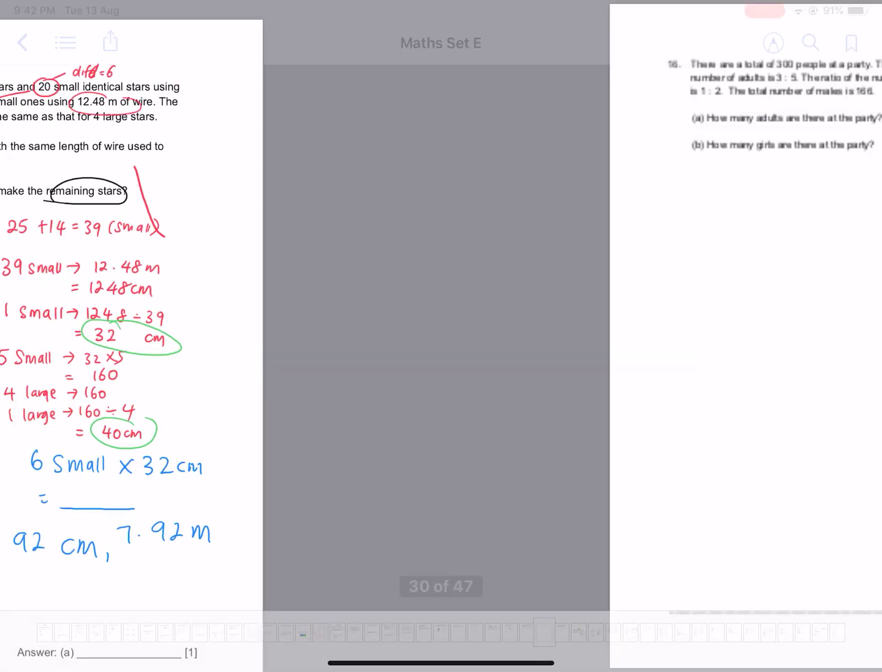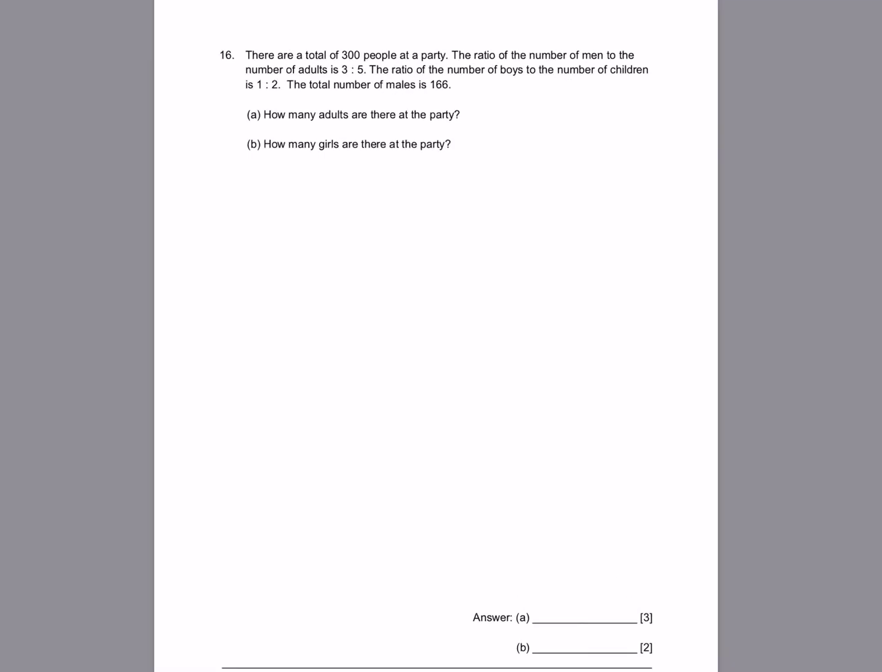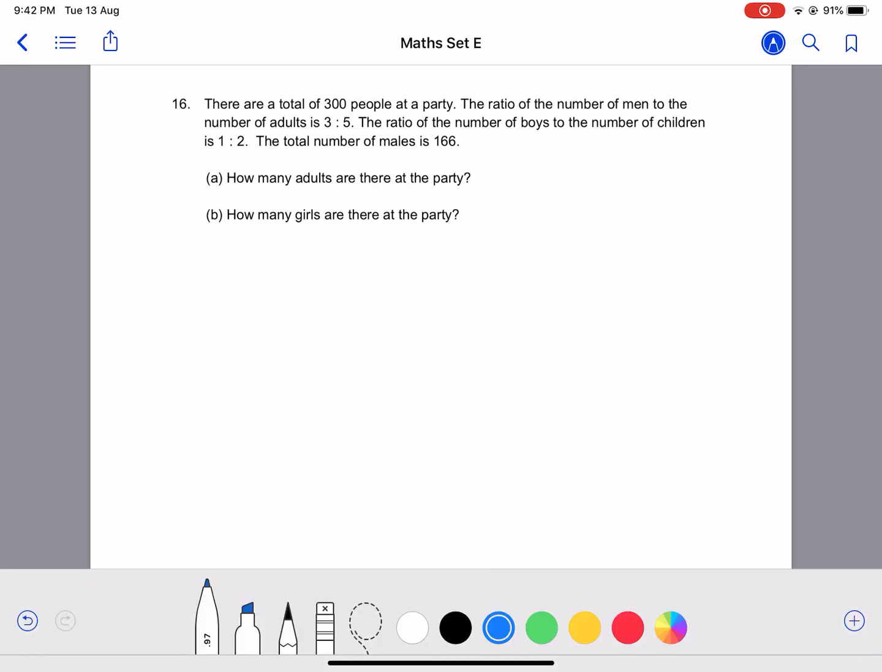Okay, now we're going to go into question number 16. Ratio. There are a total of 300 people. It's made up of adults and children. So the number of men to women to the total is 3:5. So 3 is for men. Adult is 5.